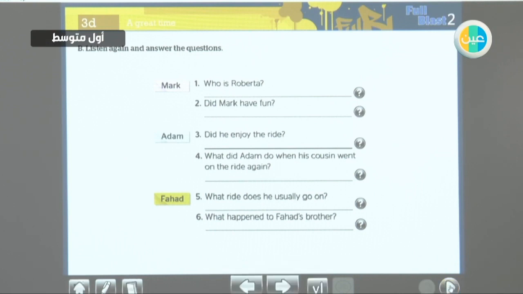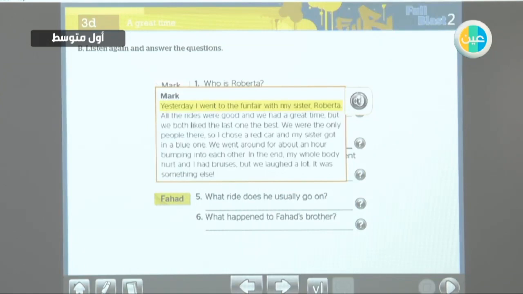Okay, now let's try to answer these questions together. Mark, who is Roberta? Yes, she's Mark's sister. And you can find this: Yesterday I went to the fun fair with my sister Roberta.